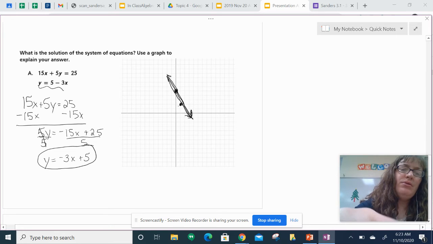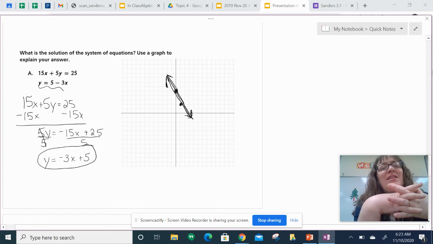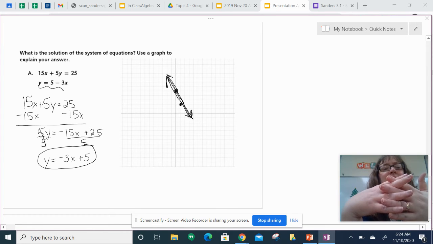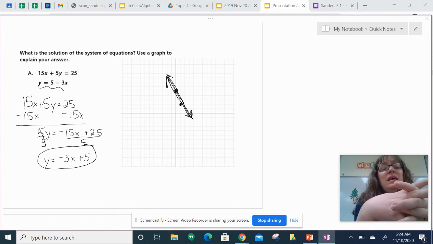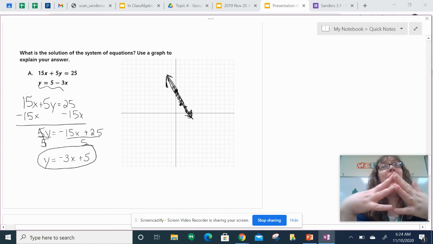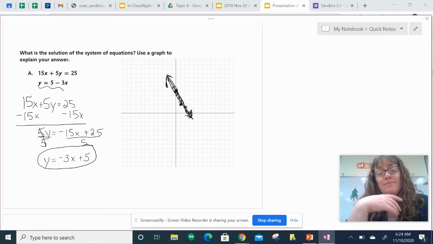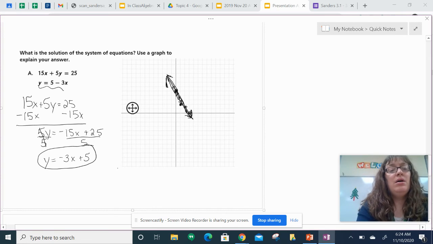So what you notice here is that I have graphed one line right on top of the other line. These are both the same equation. And so what that tells me is the solution to the system will be every single point that's on this line because they overlap. So every point that's a solution to one line is also a solution to the other line. Therefore, this is what we call a many solutions type of problem.